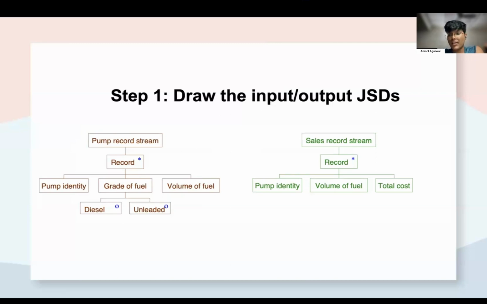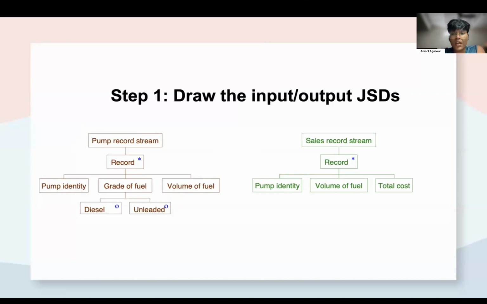What are the details sent? That is pump identity, grade of fuel, and the volume of fuel. That is the input that is given. The problem is to design the software that receives these messages. For each message it receives, the program is required to generate a line on the printer in front of the cashier giving the details of the transaction: the pump identity, that is the pump number, the volume of the fuel, and the total cost. That is the output which is given to the customer.